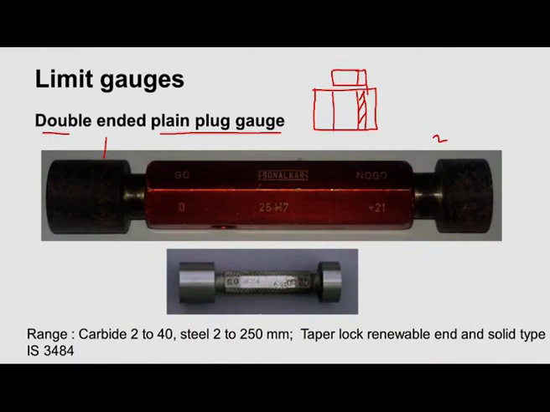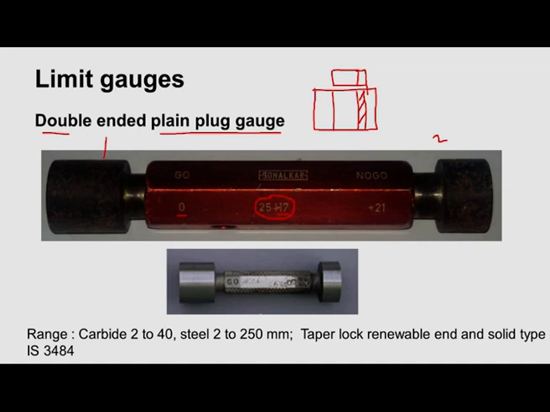Then what are the other things you can see here? This is 25H7. So 25 is the basic size and H7 is the tolerance. So the basic size is also mentioned on the handle of the gauge, and the tolerance that is allowed is also mentioned, and actual values are also mentioned. Since this is H, the fundamental deviation is 0, so the lower limit of the hole will be equal to the basic size. So this is exactly 25 millimeter, and exactly 25 millimeter is always very difficult to manufacture.